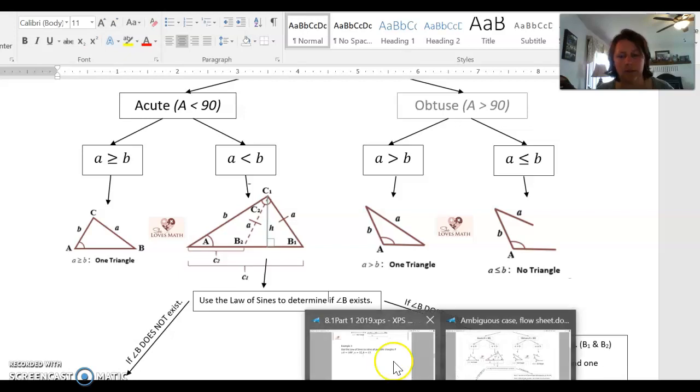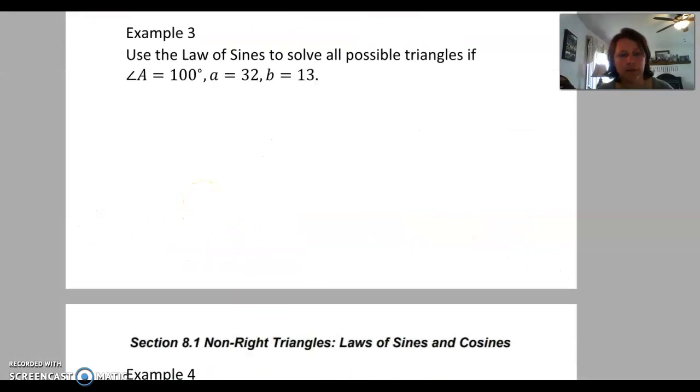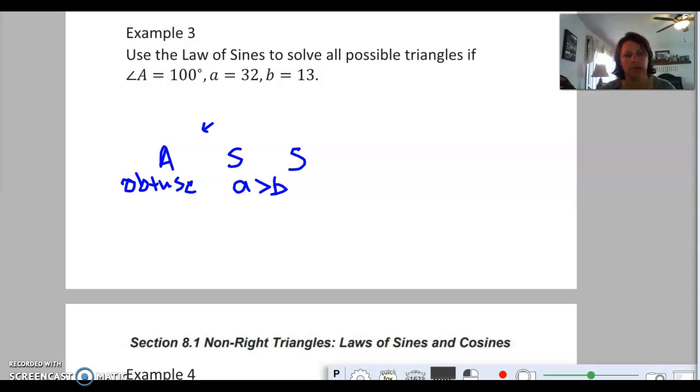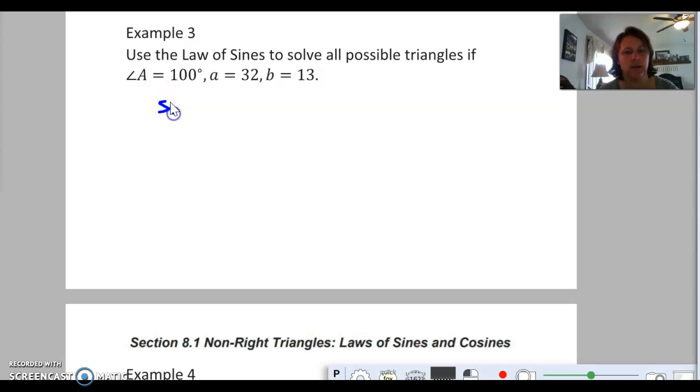So back to our examples. Okay, example number 3. We have an obtuse angle A. A is greater than B. Therefore, as we looked at on the flow chart, we have one solution, so we can go ahead and solve just using our law of sines, and we don't have to remember any of the ambiguous case. So we are going to get the sine of 100 over 32. So that's the sine of A over side A is equal to the sine of B over side B.